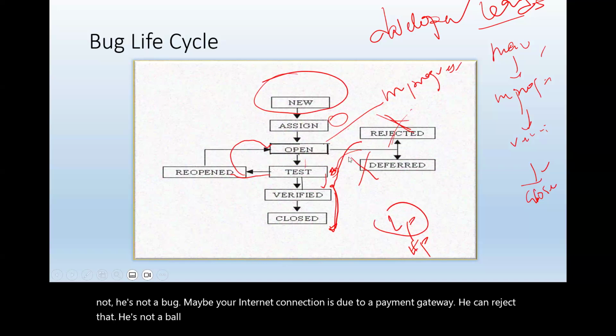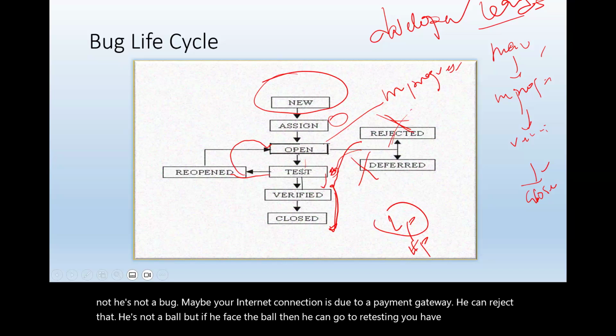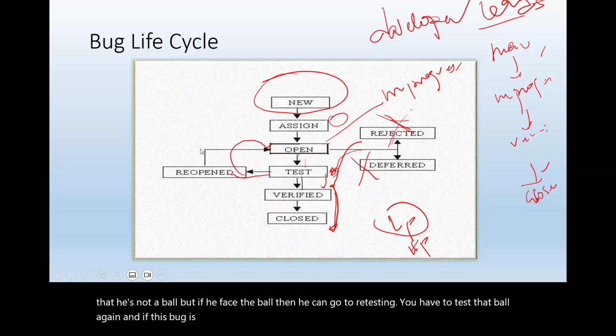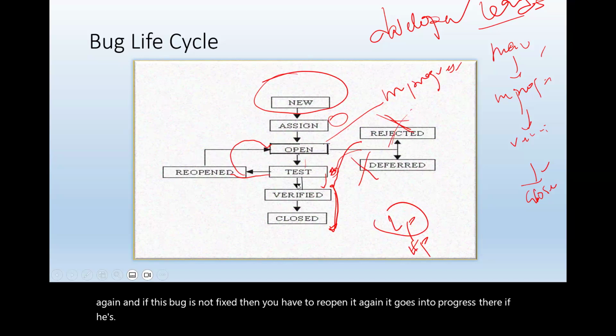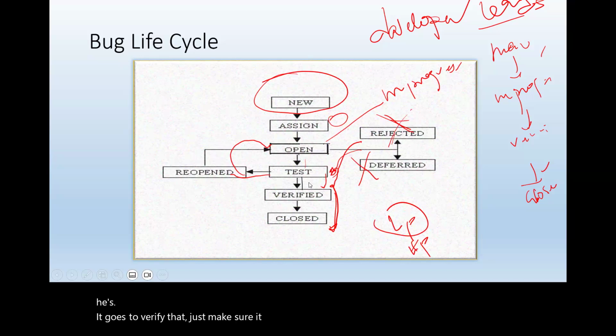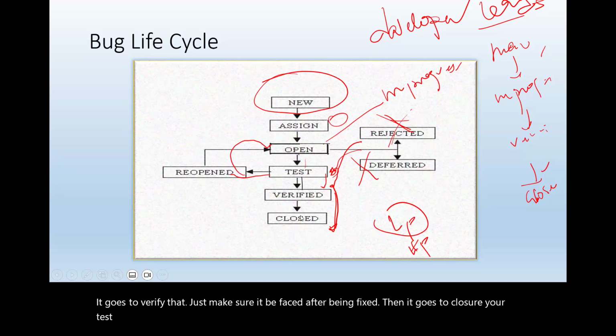But if you fix the bug, then it goes to retesting. You have to test that bug again. And if this bug is not fixed, then you have to reopen it again. It goes into progress. Then if it's being fixed, it goes to verify to make sure it's fixed. After it's fixed, then it goes to closure. Your test manager will then close the bug.